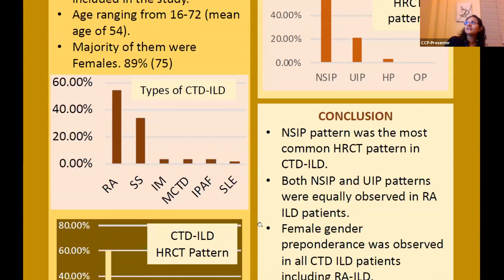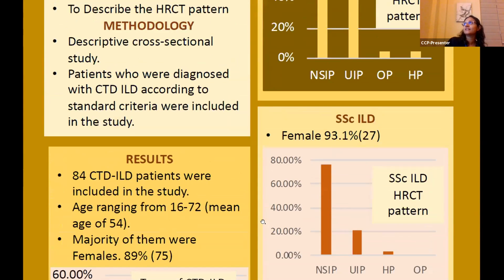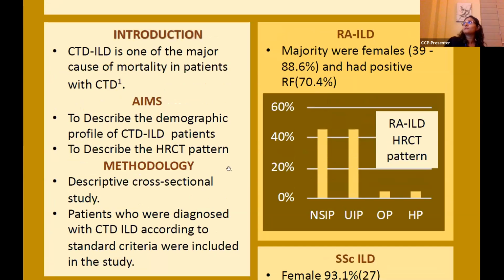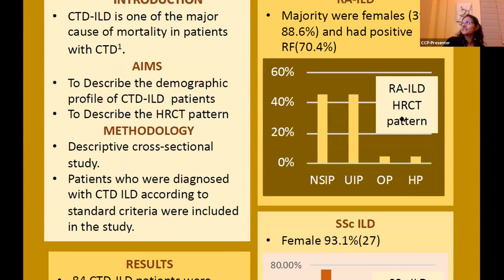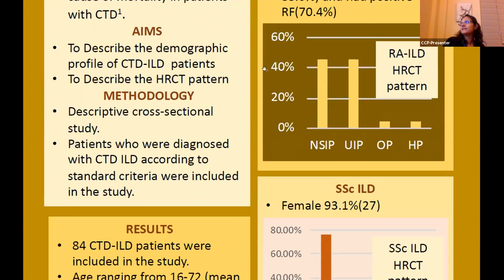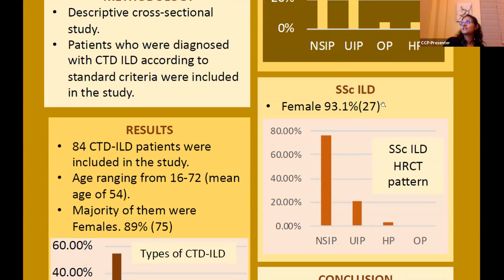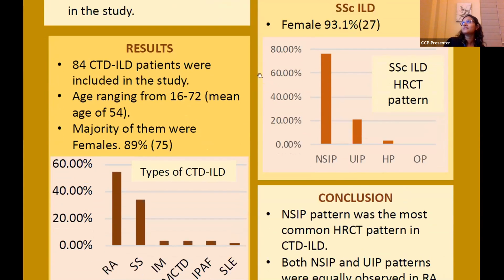So we further analyzed rheumatoid arthritis patients with ILD. There was a female preponderance in the sample, and the majority had positive rheumatoid factor. And the RA-ILD HRCT pattern shows NSIP and UIP patterns were equally distributed. Then we analyzed the systemic sclerosis patients. More than 90% were female, and close to 80% of patients had an NSIP pattern.